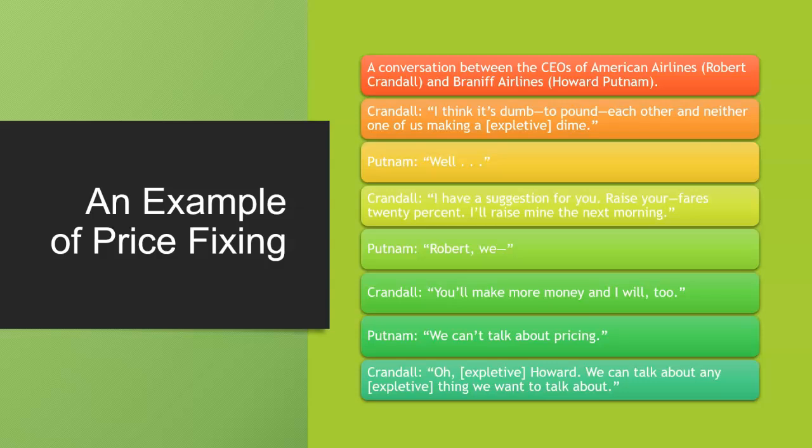Crandall says, I think it's dumb to pound each other and neither of us making a blank dime. Putnam says, well, and then Crandall says, I have a suggestion for you. Raise your fares 20%. I'll raise mine the next morning. Putnam says, Robert, Crandall says, you'll make more money and I will too. Putnam says, we can't talk about pricing. Crandall says, oh, blank, Howard, we can talk about any blank thing we want to talk about.